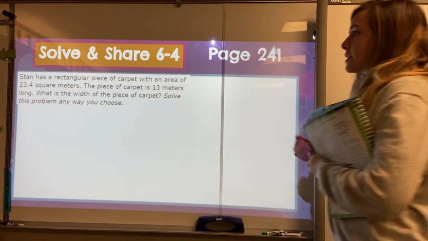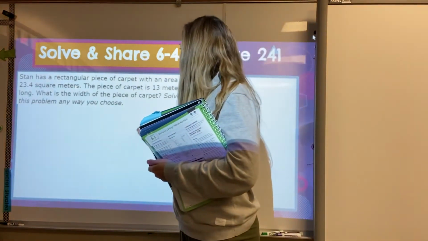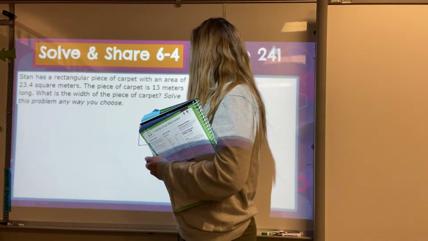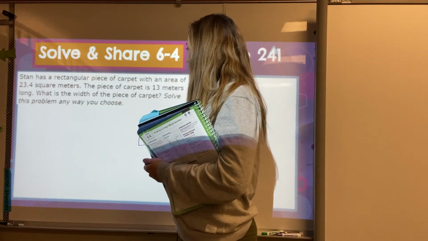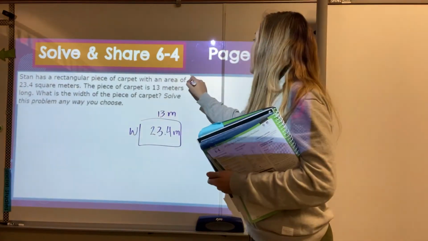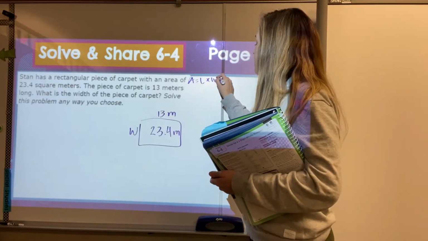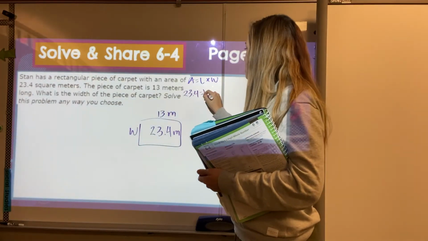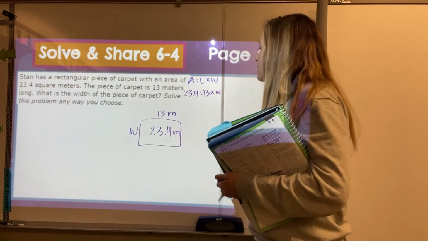Here's our solve and share. A rectangular piece of carpet has an area of 23 and 4/10 square meters. The piece of carpet is 13 meters long. What is the width of the carpet? So remember, area equals length times width. We have our area, 23 and 4/10 equals our 13 times W.